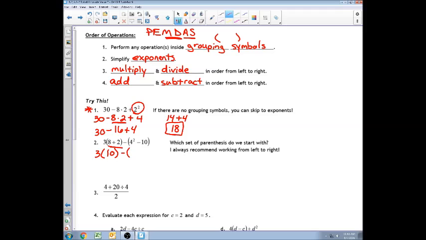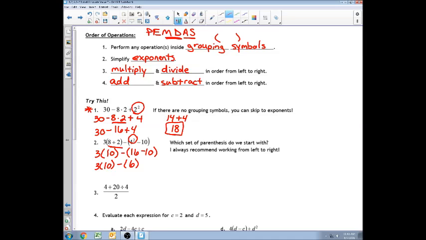So the first thing I want to do is actually evaluate that 4 squared. 4 times 4 is 16. So then we have 16 minus 10. Have I completely simplified that second set of parentheses yet? No, I have not. So I'm going to go ahead and do 3 times 10 still. Minus, what's 16 minus 10? Well, that is 6.